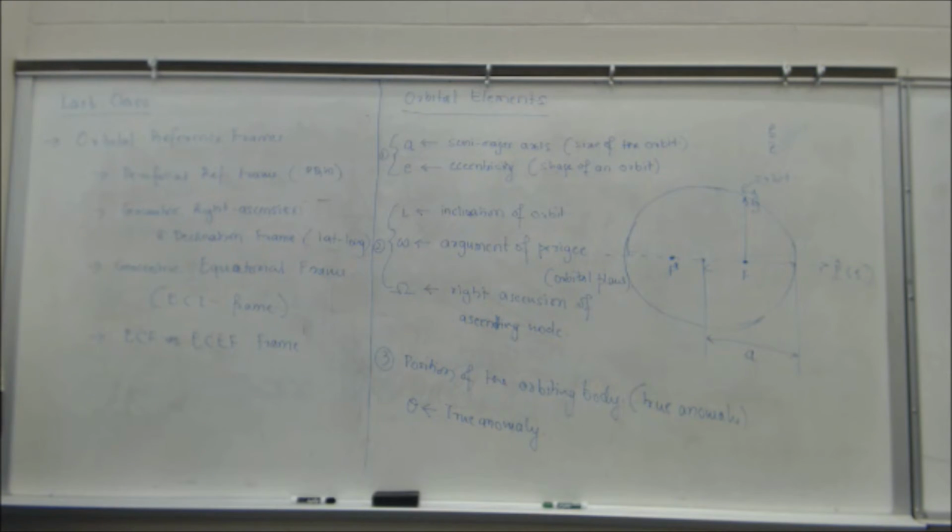Do you see the true anomaly? This is the orbiting body. The angle between the perigee direction and the orbiting body is the true anomaly. And this is the line of nodes.